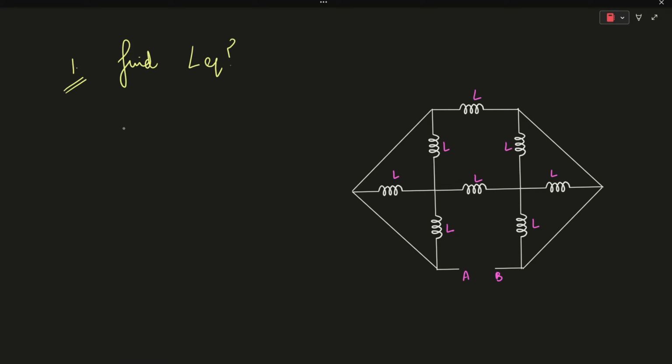In this tutorial, we are going to solve some problems based on the concepts that we studied earlier. So in the first problem, we need to find the equivalent inductance across the terminals A and B.